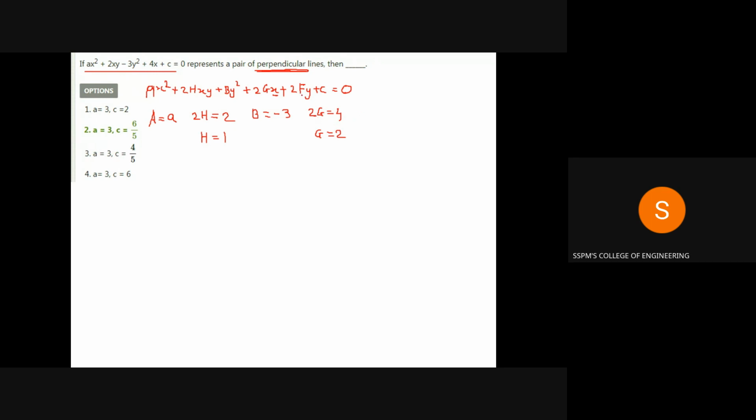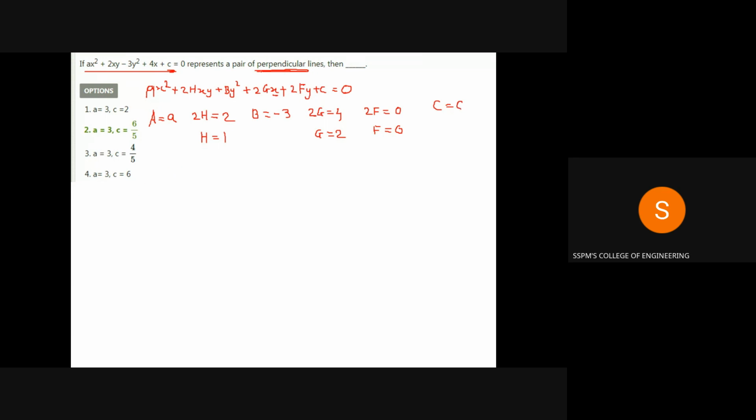Now 2fy, the next term is 2fy. But in the given equation there is no term for y. Okay, y ची टर्म यामध्ये नाही आहे, त्यामुळे 2f ची व्हॅल्यू किती होणार? 2f is equal to 0 होईल. So f is also equal to 0. Coefficient is 0. Now again capital C is equal to small c. Okay, the constant is given as c.